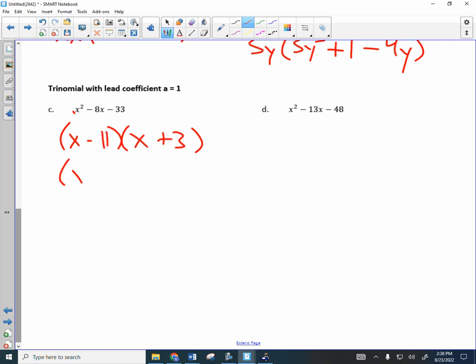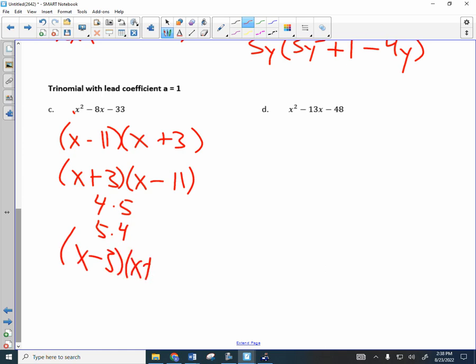Could I also write x plus 3 times x minus 11? Is that the same? Yep, because multiplication is commutative. 4 times 5 is the same as 5 times 4, right? So no big deal. Could I write x minus 3 times x plus 11? No, that is not the same. That will not work out that way. Try letter D on your own.